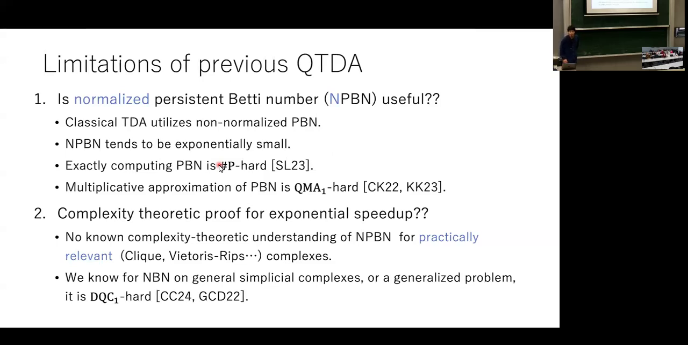For these Rips complexes, is there an upper bound on it? I think it is in DQC1, but under some promises. If the problem satisfies some condition, such as a spectral gap of this kind of operator, this can be solved.